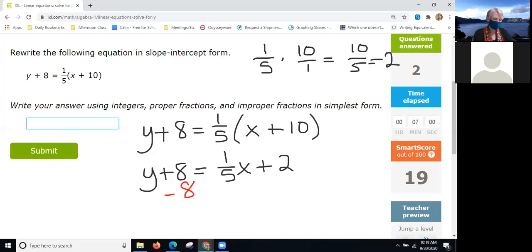So I'm going to subtract 8. Well, don't type that in anyway, because I'm sure you don't have the same problem as I do. And then 2 take away 8 is -6. So y is equal to 1/5 x minus 6. So it looks ugly, I don't really like the way the fraction looks, but that is the way we are to type it in.